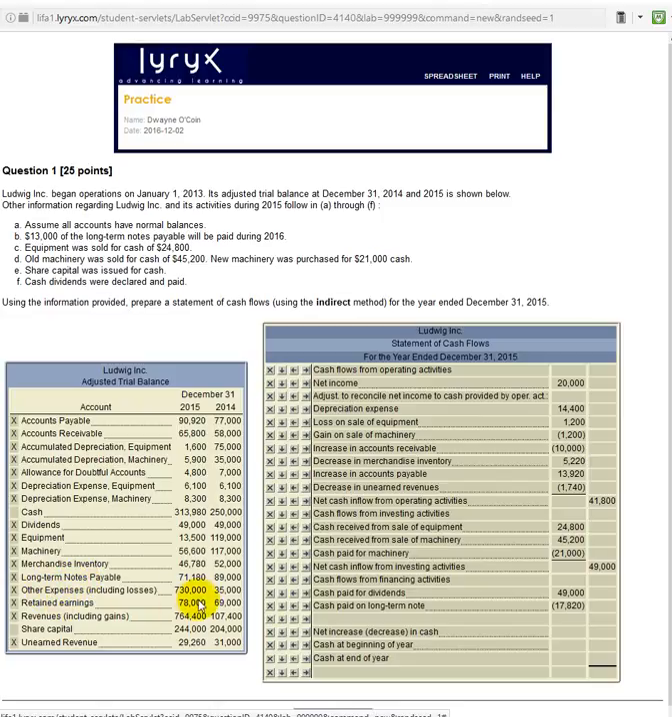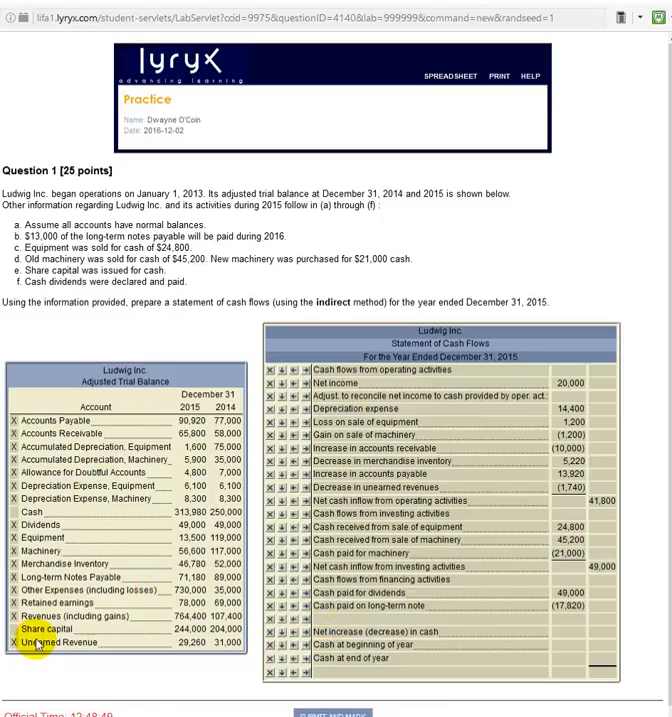The problem is that this 78,000 is the opening balance, and we don't actually have a closing balance in retained earnings. So until we actually close all the accounts, we don't have the closing balance number. So there's no dividends payable. If there's no dividends payable at the opening and closing balances, then we know that all of the dividends were declared and paid during the period. And it kind of says that in F here. It says cash dividends were declared and paid.